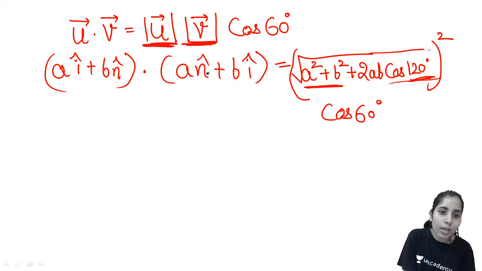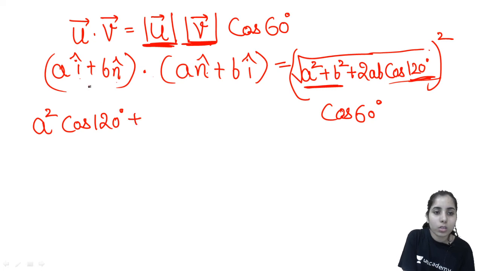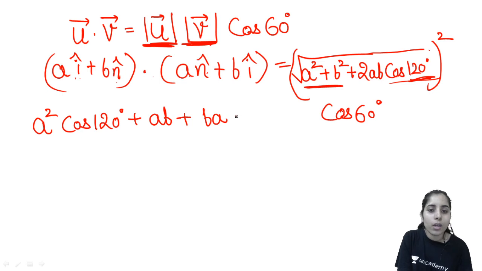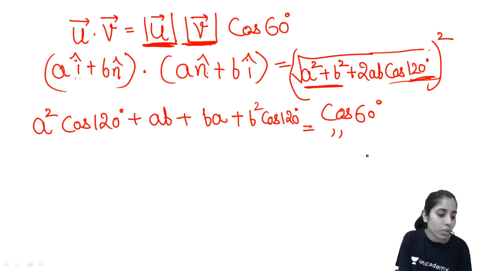Next thing, let's do the simplification. a i dot a n, so we'll get a square, i dot n will be cos 120 degrees, plus a dot b, ab cos 0 degree, which will be 1, plus b dot a, ba, and n dot n will be 1, because they are just the same vector, so 0 degree, and cos 0 is 1, plus b square cos 120 degrees. That's equal to the same expression.